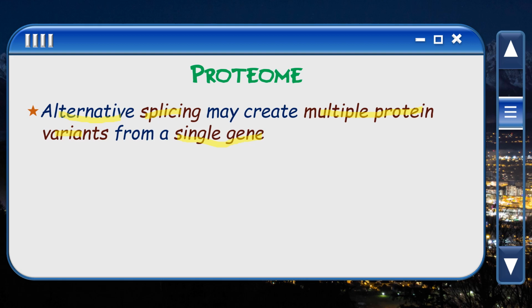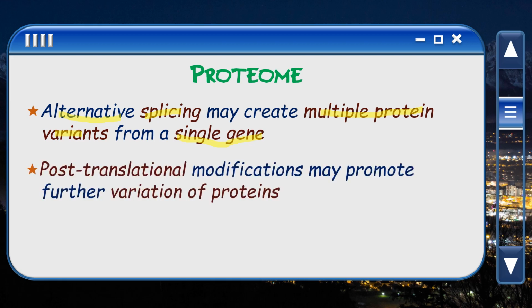We know we have 20 amino acids and we have thousands of proteins, but all of them are coming from the 20 amino acids. So the polypeptides that we are getting are going to be different depending on the arrangement of the amino acids. So splicing may cause multiple proteins to be produced from a single gene.